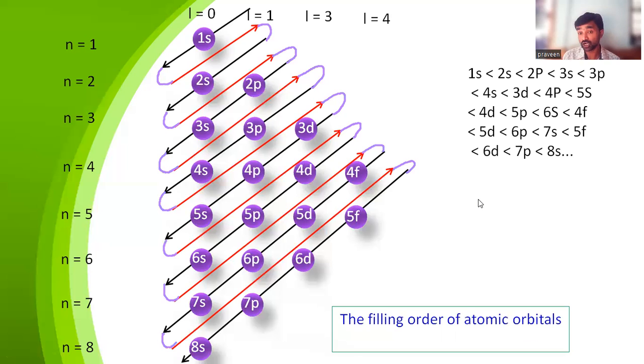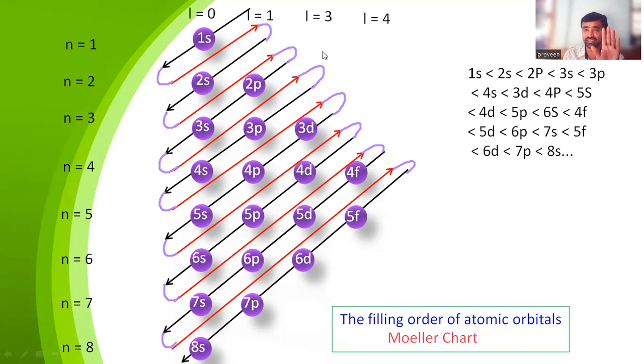The filling order of atomic orbitals was proposed by the scientist Aufbau. That's why it is named the Aufbau chart. Have you got an idea how the Aufbau chart is designed? So this is the Aufbau chart story, based on the Aufbau principle. So like this, we are following electronic configuration.